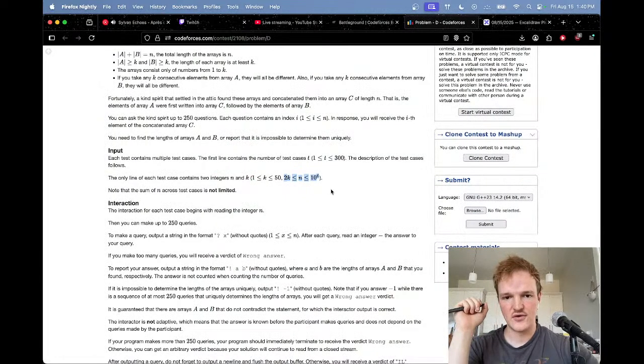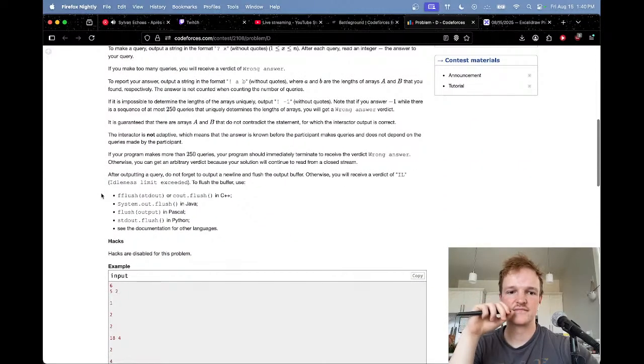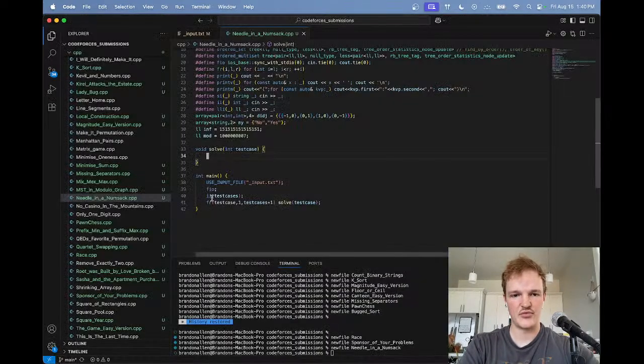This is where I'm trying to get back to. 10 to the 6th over 100 is 10 to the 4th, which is well above k. The sum of n across test cases is not limited. Interesting. After outputting a query, do not forget to output a new line and flush the output buffer. Okay, perfect. cout.flush. I'm just going to pop this in here.